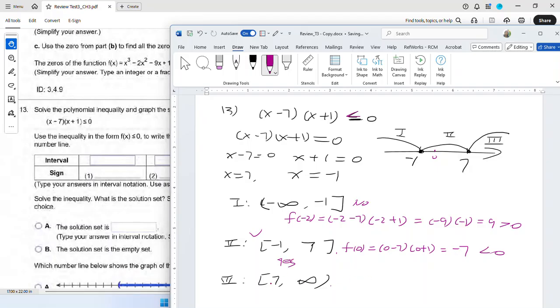And then we don't want to use 7 because 7 will be 0. All right, so we're going to use 10. 10 is easier to calculate than 8. Or if you want to use 8, that's totally fine. Any number in the interval, all good. All right, so f of a here will be a minus 7, a plus 1. So that is 1 times 9, which is 9, greater than 0. So this will be a no. All right, so our solution here will be from negative 1 to 7. This is the solution.